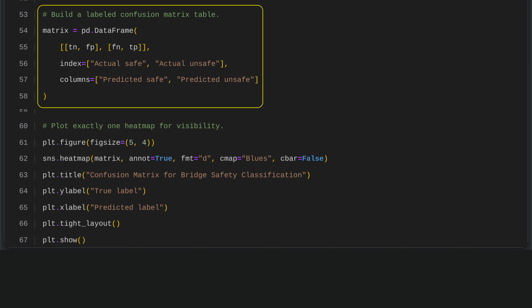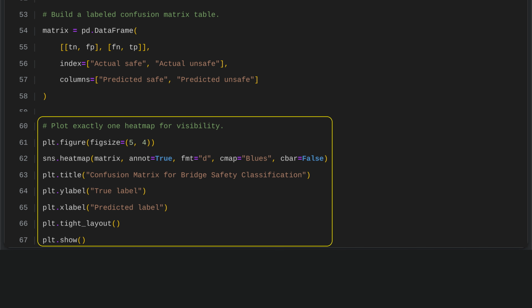the classification model performed. This code creates a clear heat map of a confusion matrix for bridge safety classification. It sets up the plot, displays the matrix values as integers, uses a blue color scheme, and removes the color bar for a cleaner look. The plot is titled and labeled, so the true labels and predicted labels are easy to identify. Then the layout is adjusted and the figure is displayed.